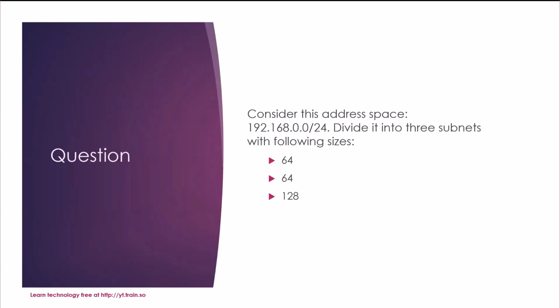Consider this address space 192.168.0.0/24. Divide it into 3 subnets with the following sizes: 64, 64, 128. So I need 3 address spaces.